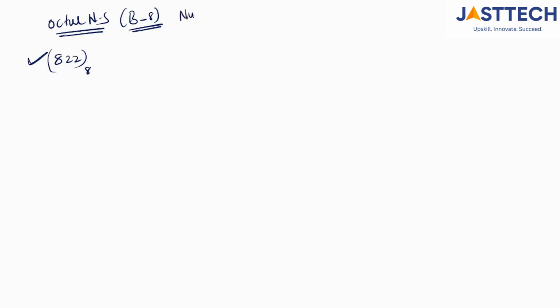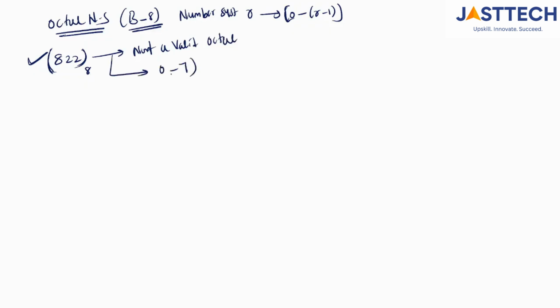Suppose any number system having the radix r, the range is 0 to r minus 1. So during the conversion, if they ask you to convert this octal to decimal, the interviewer will understand that you don't know the range. This is not a valid octal. You need to tell it is not a valid octal. Why is it not a valid octal? Because the range is 0 to 7 only, but you indicated 8. This is one interview question.